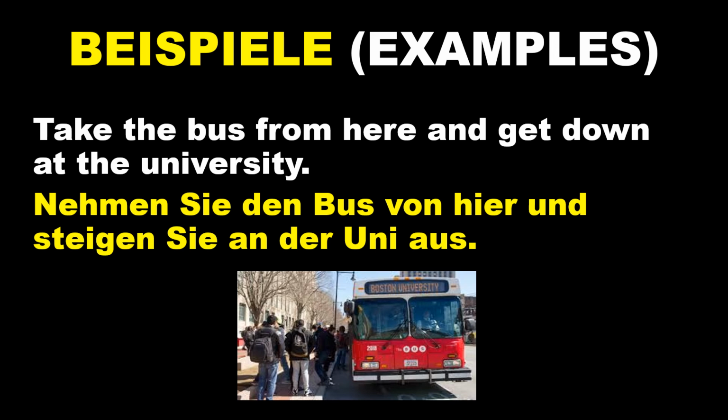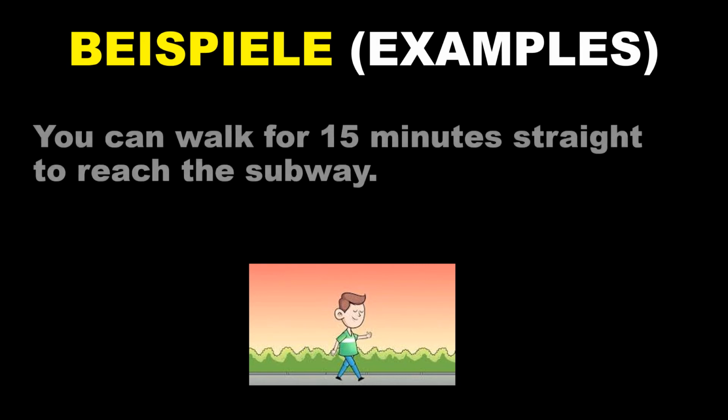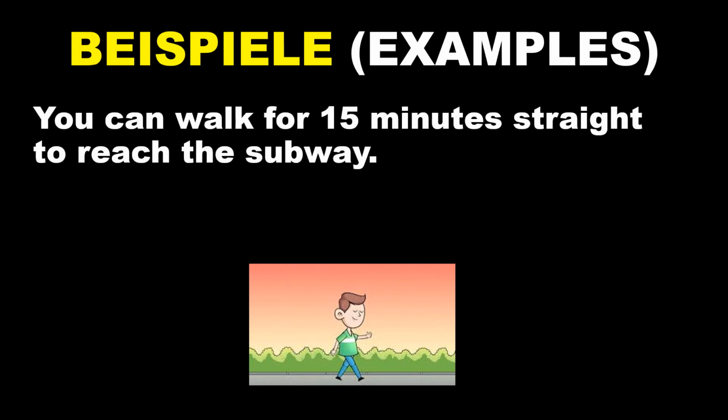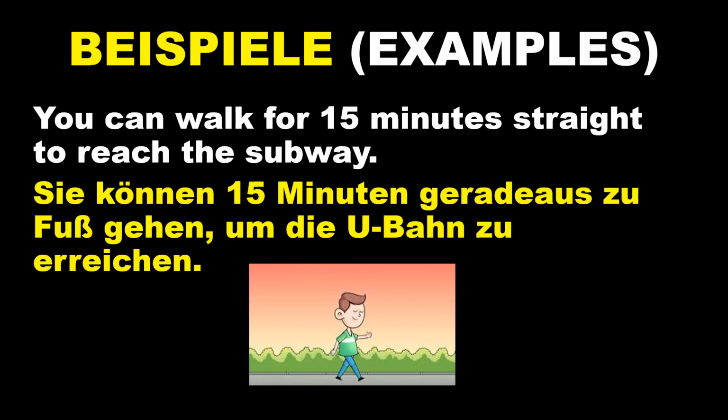Let's go ahead. Now, you can walk for 15 minutes straight to reach the subway. Suppose you are walking and you are not able to reach the subway. How to ask the direction, that we have already seen. Now, if you are giving the instruction, this is how you have to explain. You can walk for 15 minutes straight to reach the subway. That is how we will translate it.